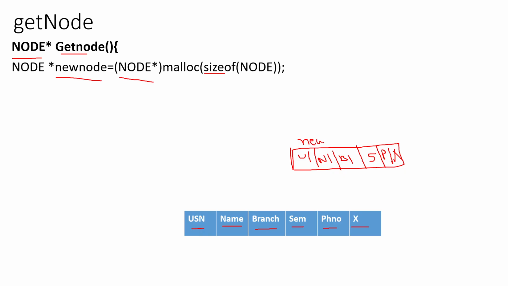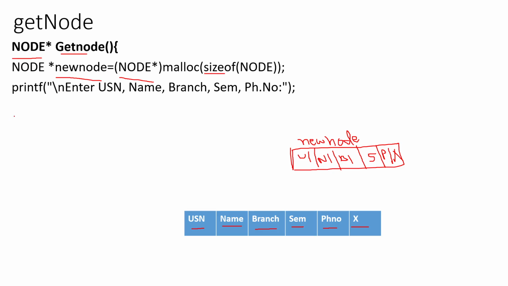When you create that with the help of malloc, it should return a node. That node variable is new node. That is the meaning. New node. Now, user has to enter the value for USN, name, branch, semester, and phone number. That can be done with the help of scanf statement. The first field is for the string, second is string, third is string, fourth is numeric, fifth is string.